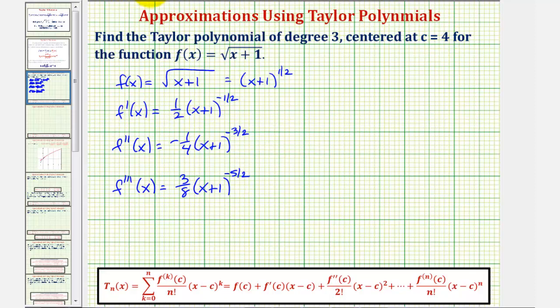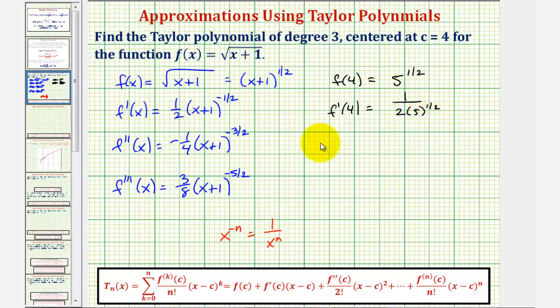So f of 4 would be equal to 4 plus 1, or 5, raised to the power of 1/2. Now let's write the remaining function values using positive exponents. So we'll use the exponent rule, x raised to the power of negative n equals 1 divided by x to the nth. So for f prime of 4, we'd have the 1/2, but then here we'd have 4 plus 1, or 5 to the negative 1/2, which is the same as 5 to the positive 1/2 in the denominator.